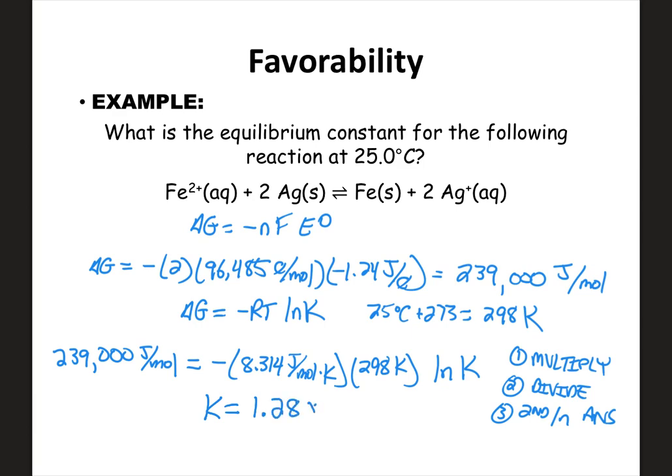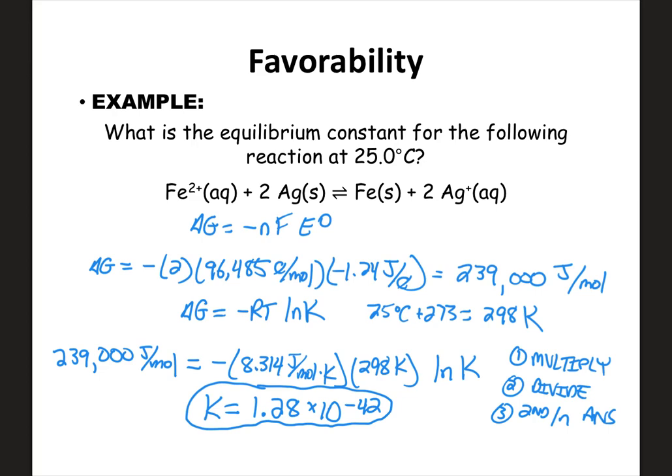1.28 times 10 to the minus 42nd. So before you panic and think, oh my goodness, I can't have a very high or very low answer, absolutely you can. Don't get too worried about that. This is telling us here, now we can analyze this. This is saying here K is very, very, very small. So products over reactants, you have a lot of reactants present. That's the only way you can get a very small K.